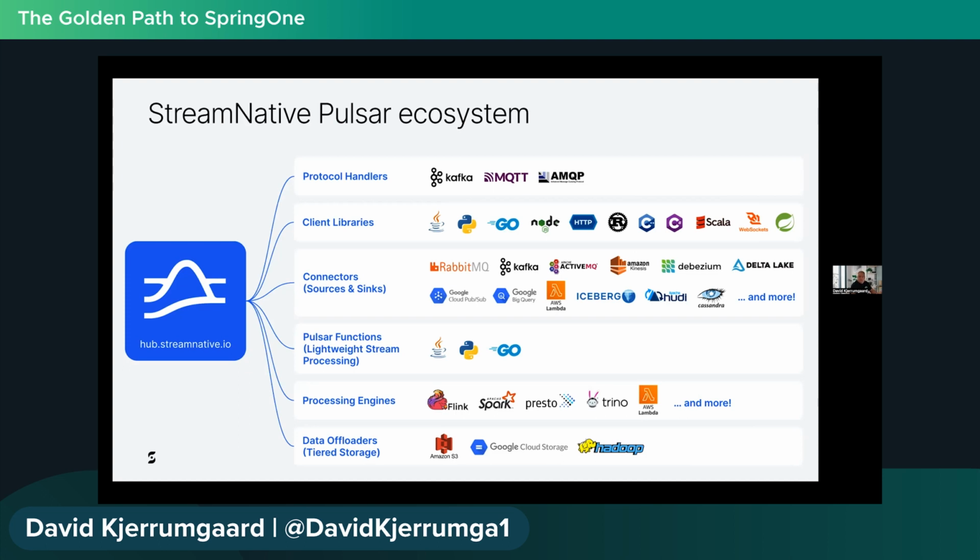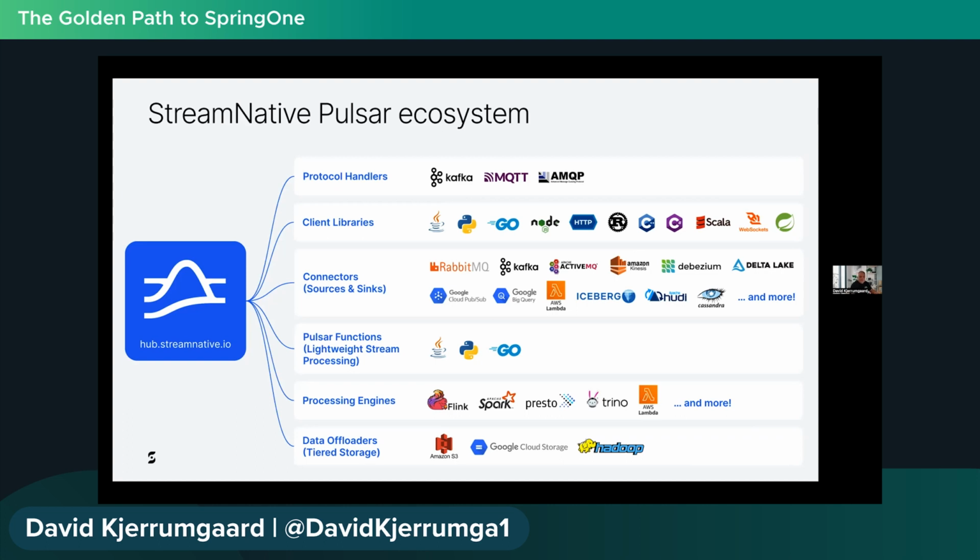We have the lightweight stream processing, which we'll talk about in a minute. You can write native functions inside Java, Python, or Go supported processing engines. You want to do distributed processing, more complex things, joining of streams together. We support natively connectors for Flink and Spark and Presto, you name it.